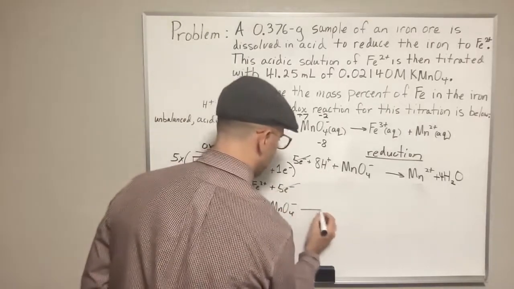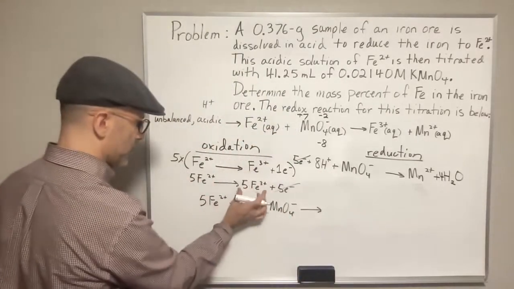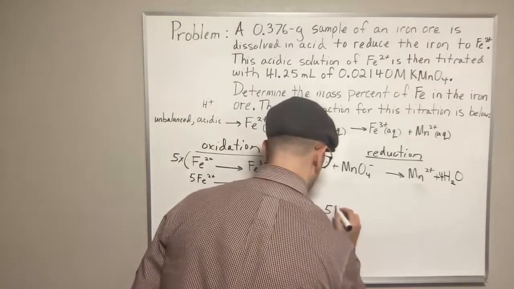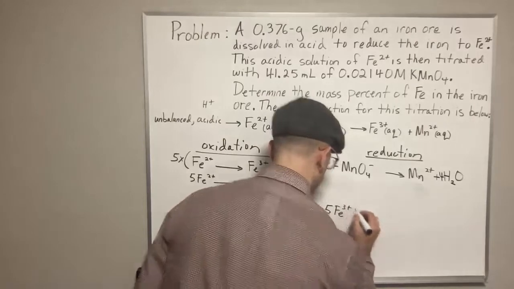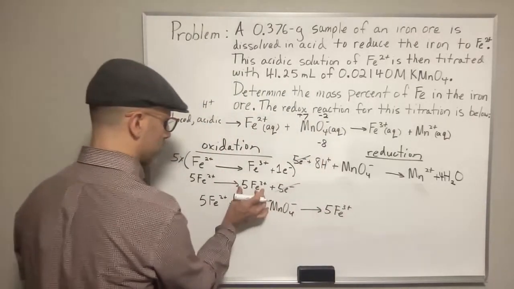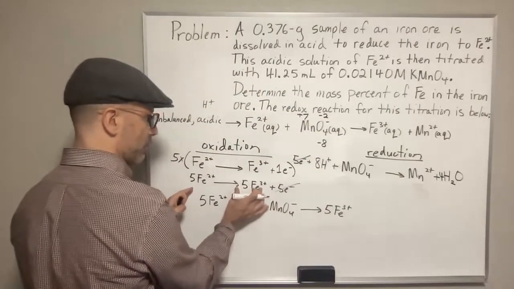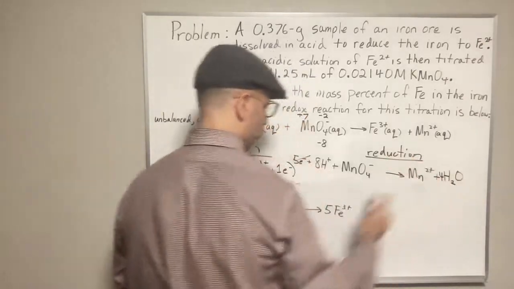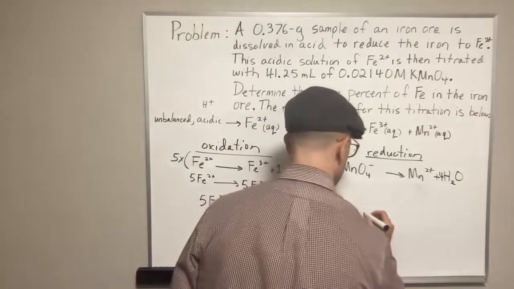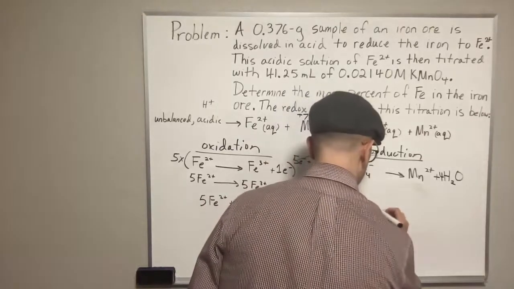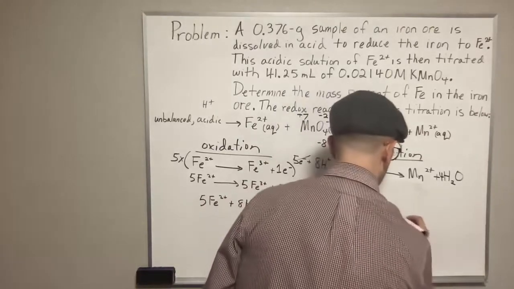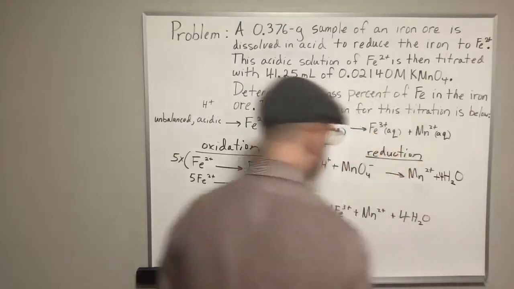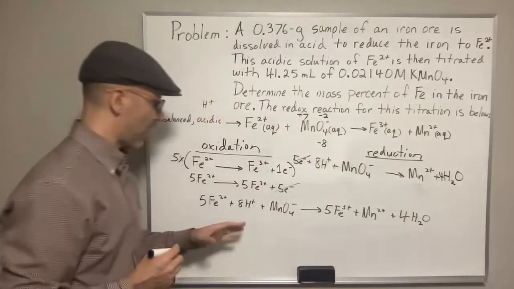Now we're going to put the products together. So we have the product here, 5 Fe3+ as a product for the oxidation half reaction. Now we're going to add the products from the reduction. So that's going to be plus Mn2+ plus 4 H2O. And there we have our equation.